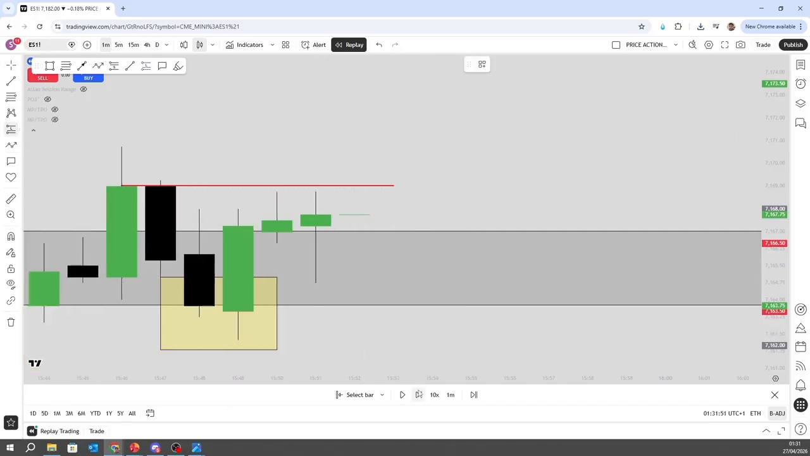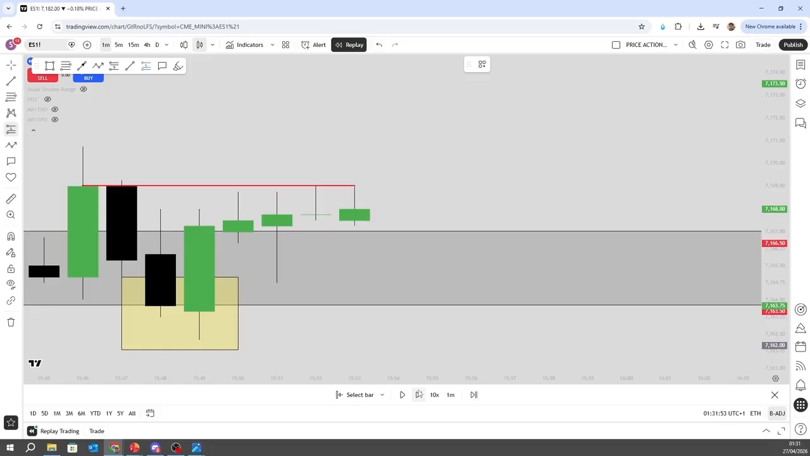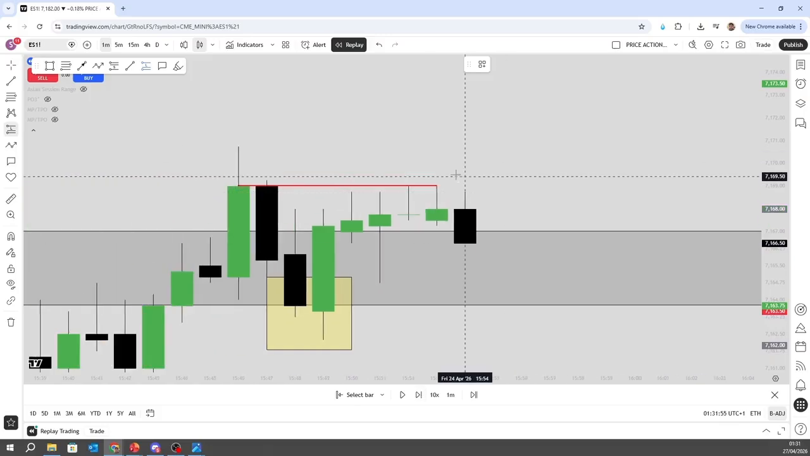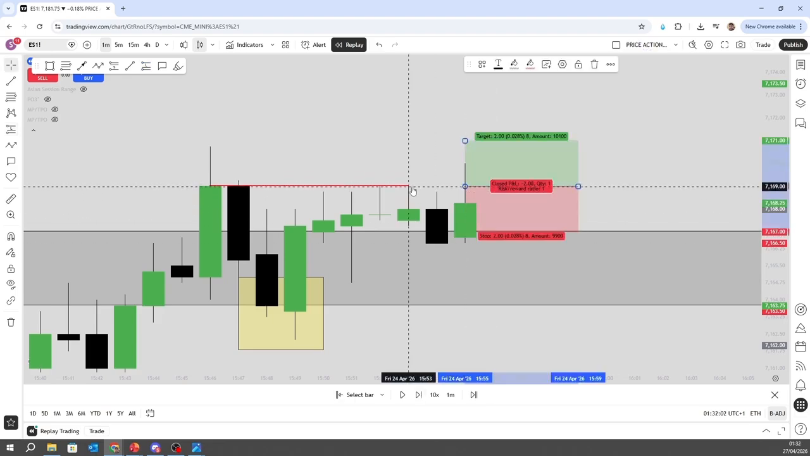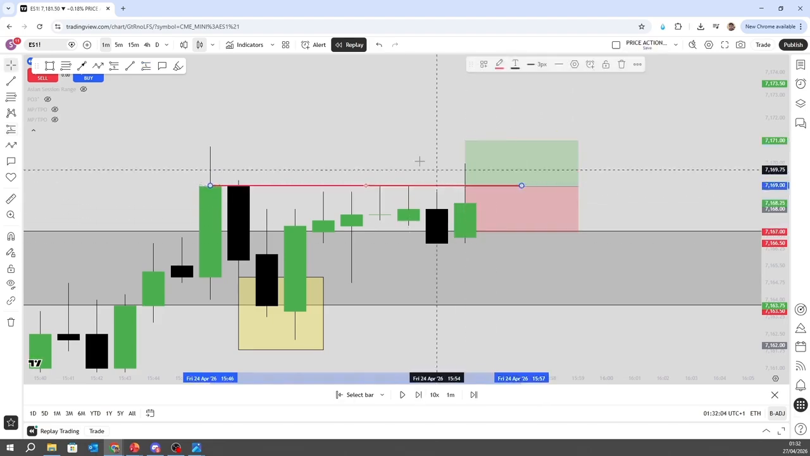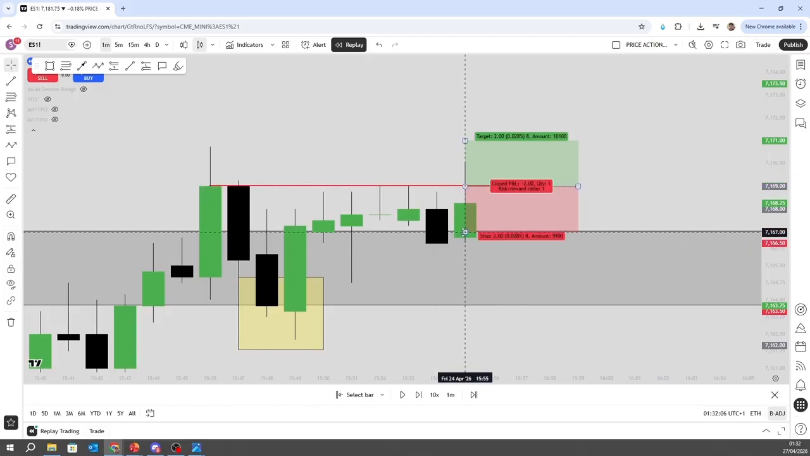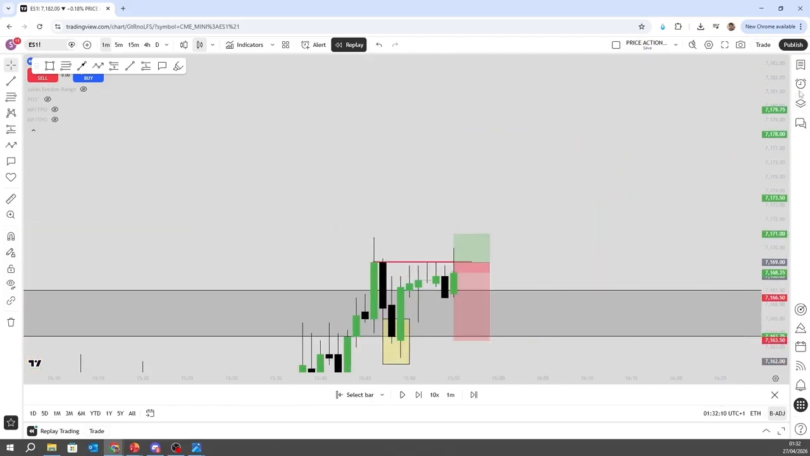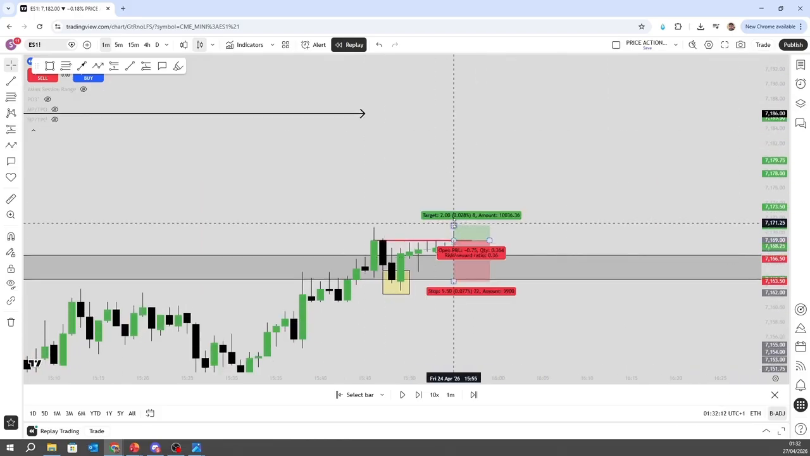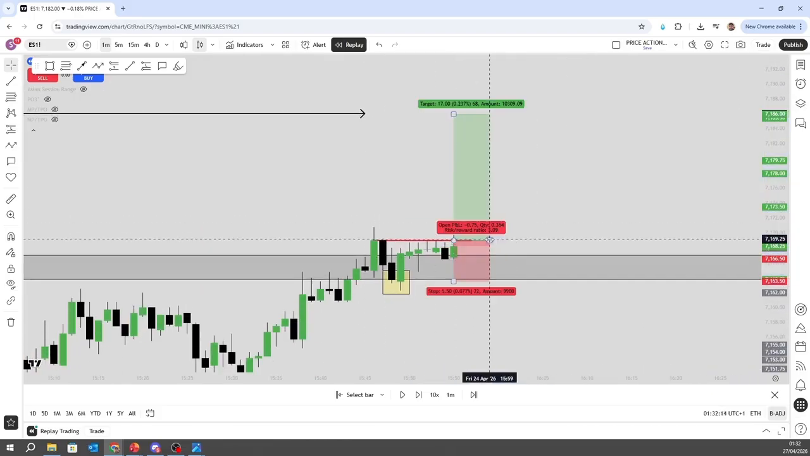So I'm waiting patiently. Even here, I'm not going to enter, right? I'm waiting patiently. There you go. There is my entry. The reason this is my entry here is because we have passed this line here. So I will have my stops below this zone, right? And I will go and target the most recent high, right? That will be my hard stop.